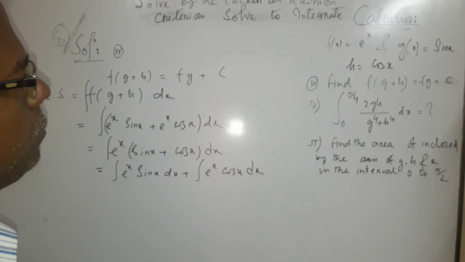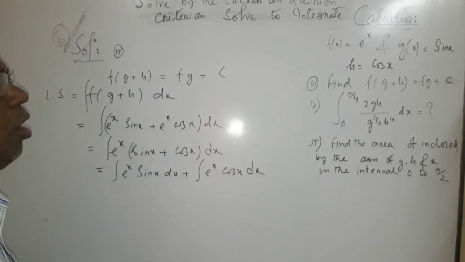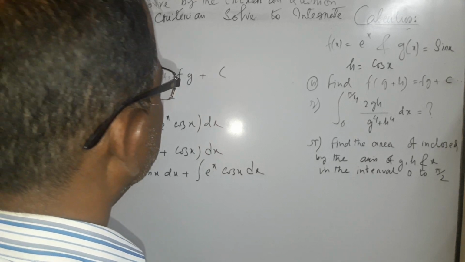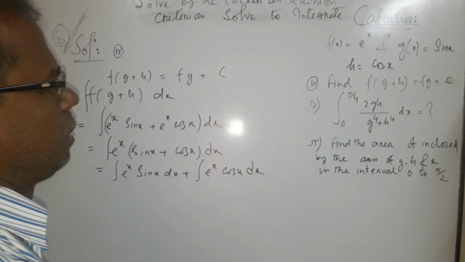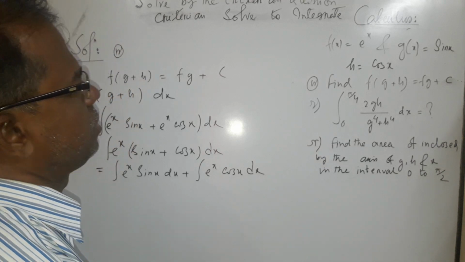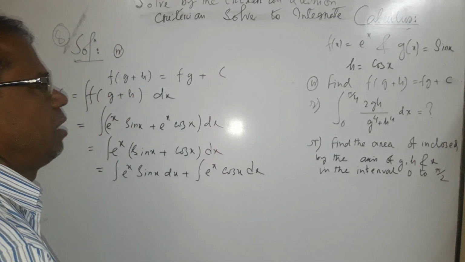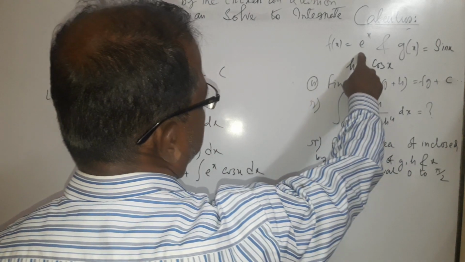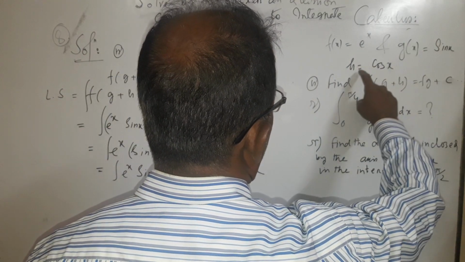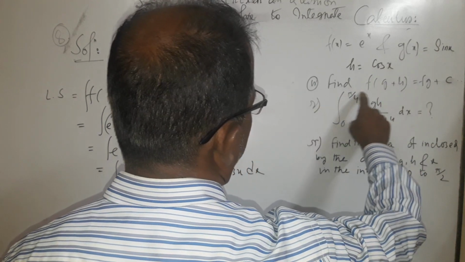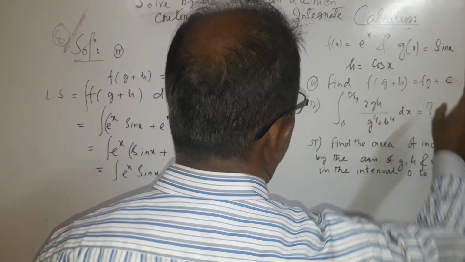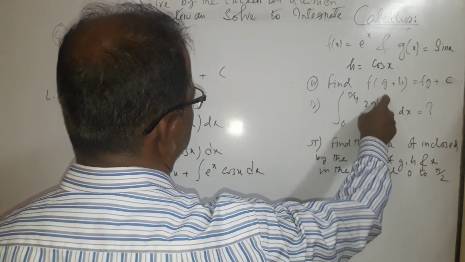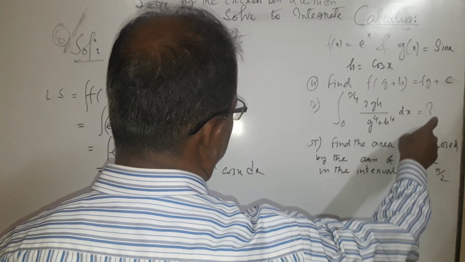Nowadays, we have to deeply solve this process and system whose maths and criterion solve this integral calculus. Firstly, we have f of x equal to e to the power x, g of x equal to sin x, h of x equal to cos x. Find integration of f of g plus h equal to f of g plus c, and integral from 0 to pi by 4 of g h divided by g^4 plus h^4 dx equal to 0.